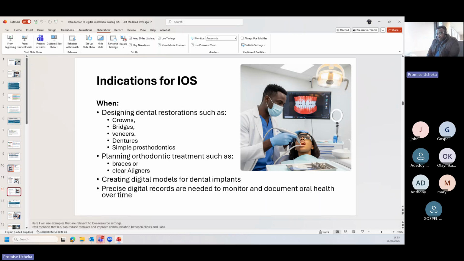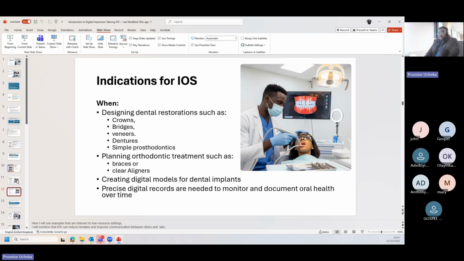There are so many indications for use of intraoral scanners, but some of them include when you are designing dental restorations. Those of you that work in a clinic, either solo in your own clinic or in a team where things are done collaboratively, might come across cases where a patient will need a crown or a bridge. You might need veneers. You might need a denture, whether partial or full, and you might need other simple restorations.